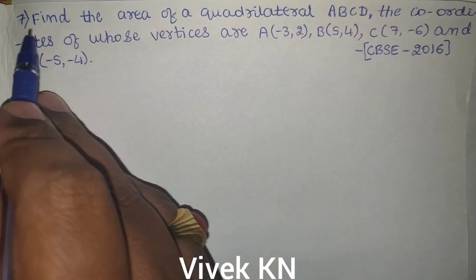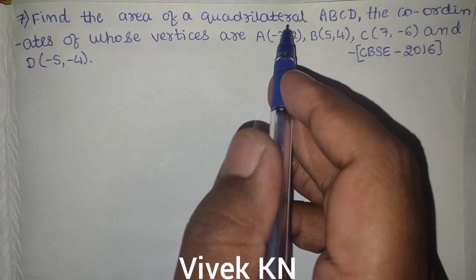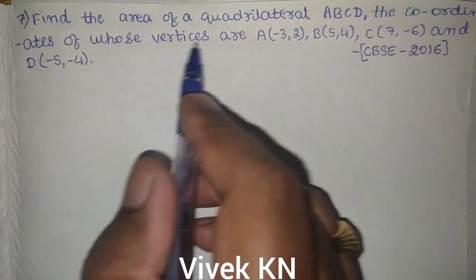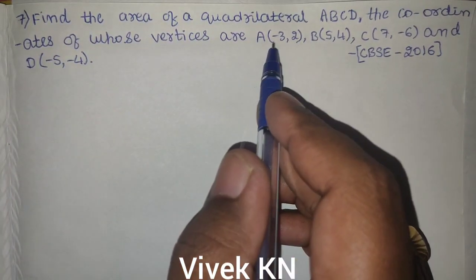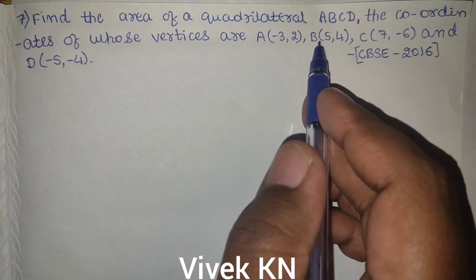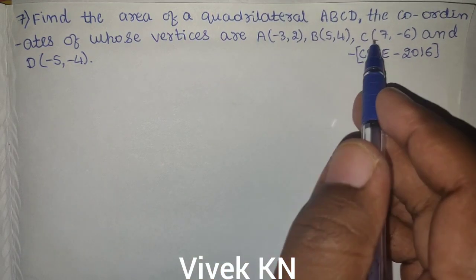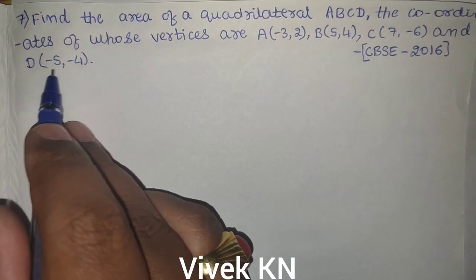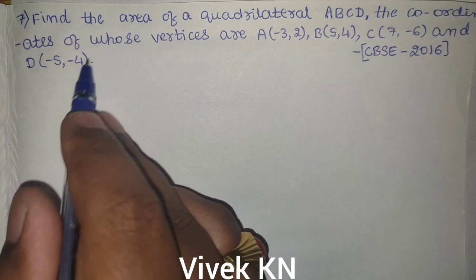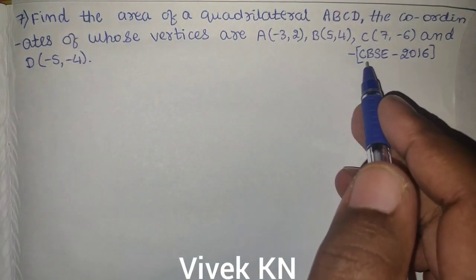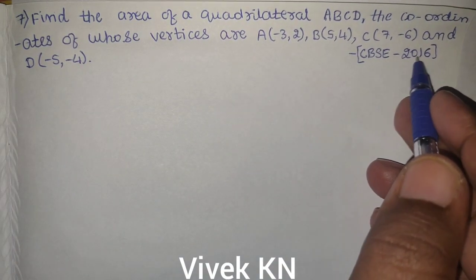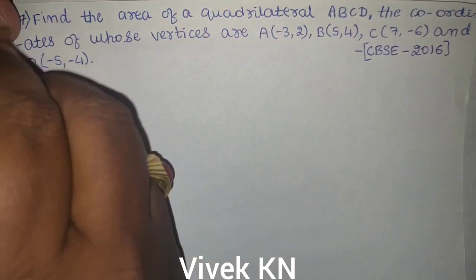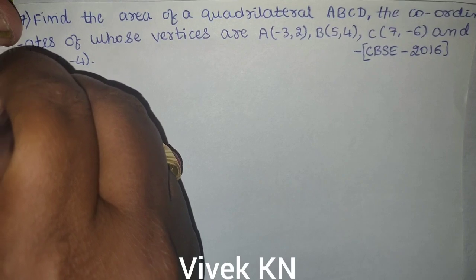Seventh question. Find the area of a quadrilateral ABCD, the coordinates of whose vertices are A of minus 3, 2, B of 5, 4, C of 7, minus 6 and D of minus 5, minus 4. This question is asked in CBSE board examination 2016. So let's solve this problem. Solution.